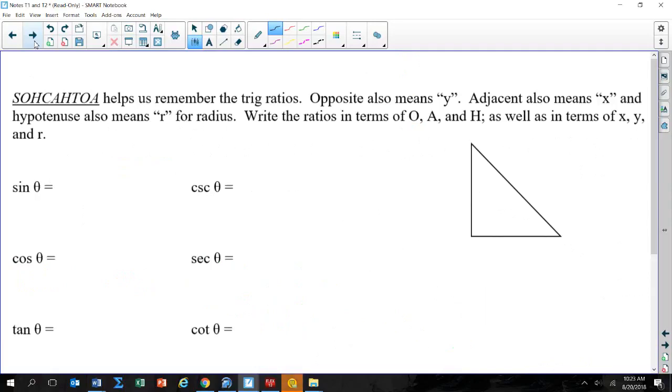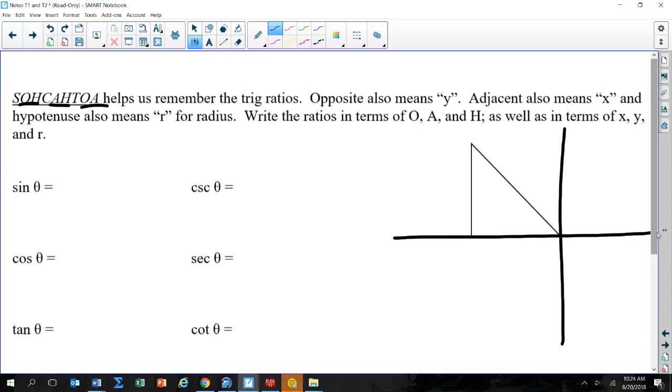All right, the next section, if you flip it over, is SOHCAHTOA. SOH is for sine, right? Sine is opposite over hypotenuse. CAH is for cosine. Cosine is adjacent over hypotenuse. And TOA is for tangent. That's opposite over adjacent. Right? So SOHCAHTOA helps us remember the trig ratios. Opposite also means y, adjacent means x, and hypotenuse means r for radius. I'm a visual person, so I'm going to show you what that means. I'm going to construct those 4 quadrants again.